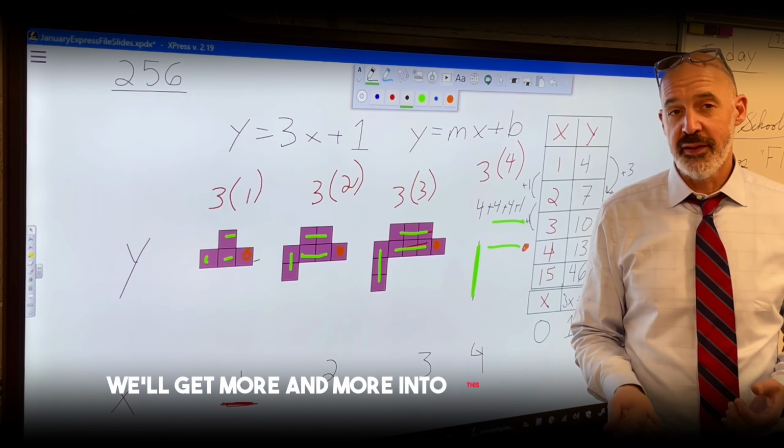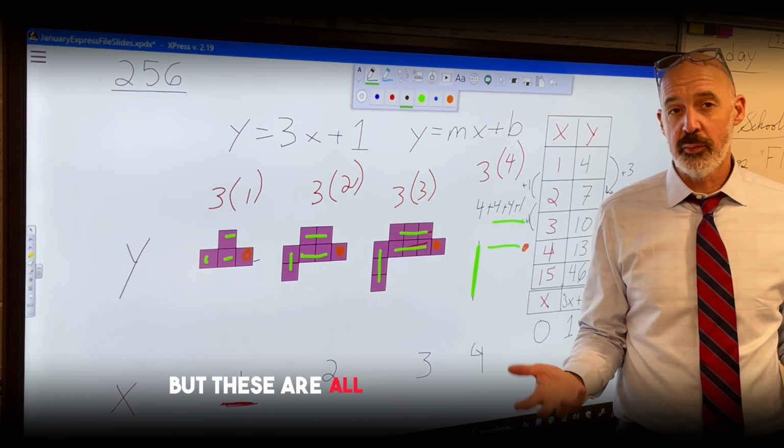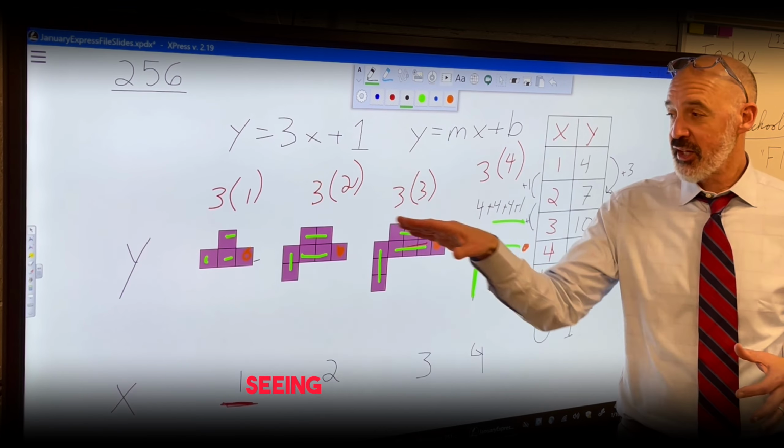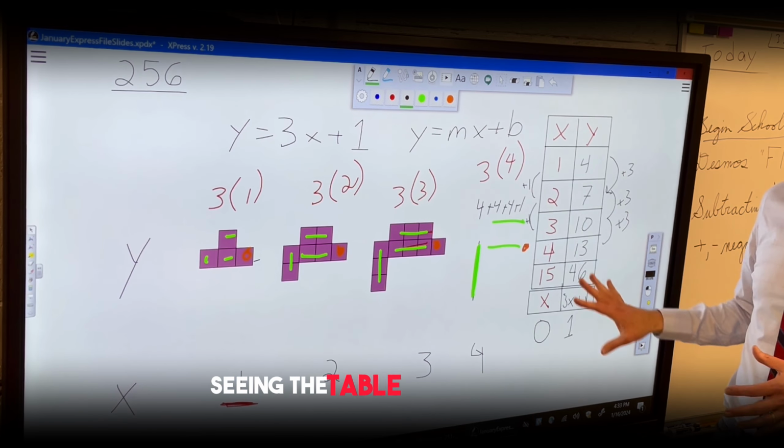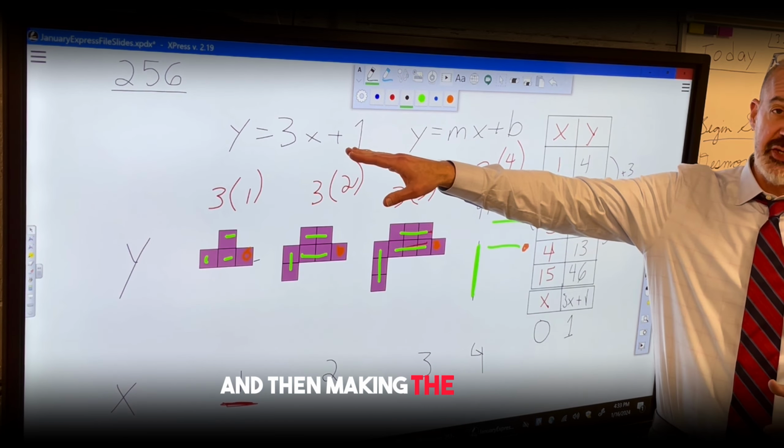We'll get more and more into this as time goes on, but these are all important aspects of seeing the visual pattern, seeing the table grow linearly, and then making the equation.